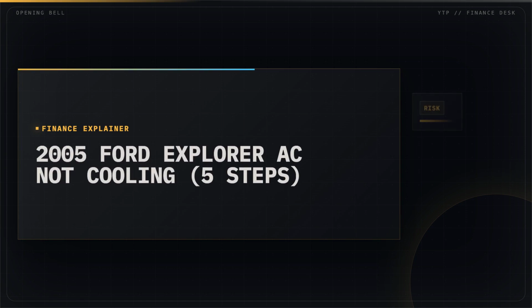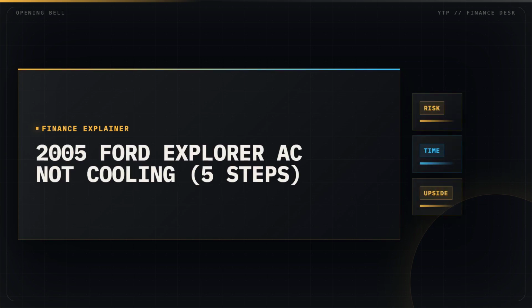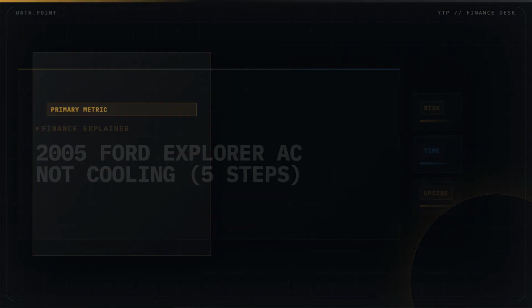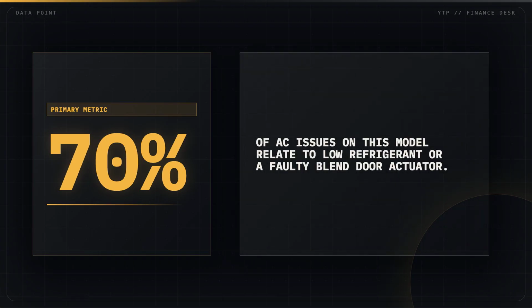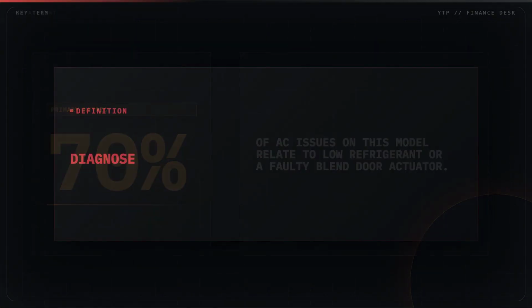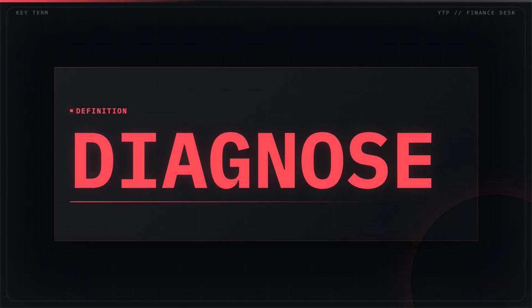If your 2005 Ford Explorer AC is blowing warm air, let us walk through the most common points of failure. Data shows that 7 out of 10 AC failures on this specific body style stem from simple leaks or actuator issues. Before you replace expensive parts, follow this diagnostic sequence to find the real culprit.